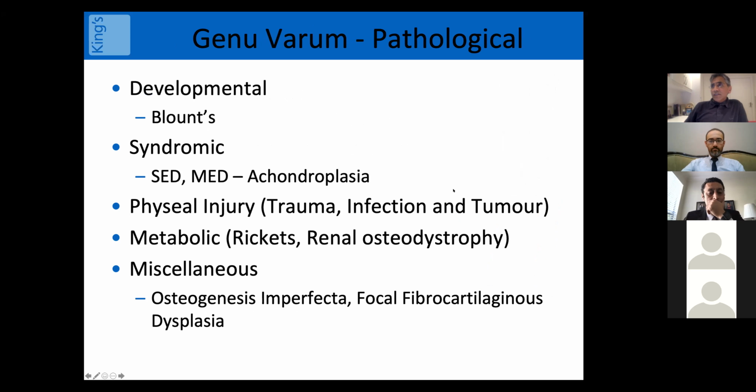Other causes of pathological genu varum: Blount's is definitely the most common. We'll talk a bit more in detail in a minute. There are some syndromes, particularly achondroplasia, MUDs and SUDs. They are rare, but do pop up every now and then. And of course trauma, infection, and tumor; they're generally unilateral, and the history is obvious. In metabolic problems, rickets results more in valgus rather than varus. Now, there are some rare causes at the bottom.